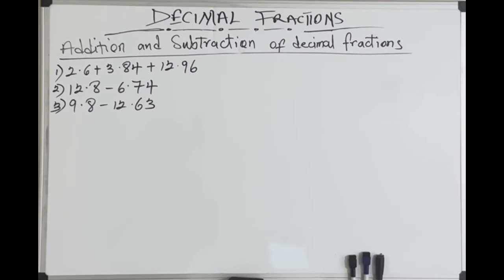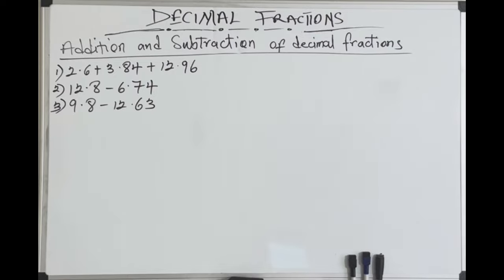Addition and subtraction of decimal fractions. When adding and subtracting decimal fractions, it is important to keep decimal places in the correct column. So the decimal points one under the other. This ensures that we get units under units, tenths under tenths, hundredths under hundredths, and so on. And we then add the numbers as if there were no decimal points.